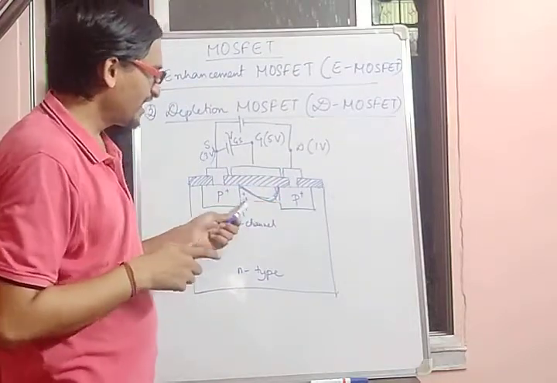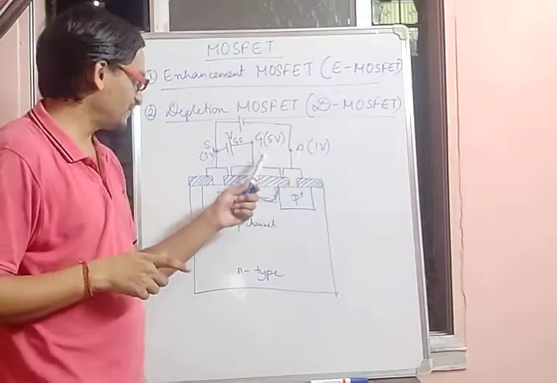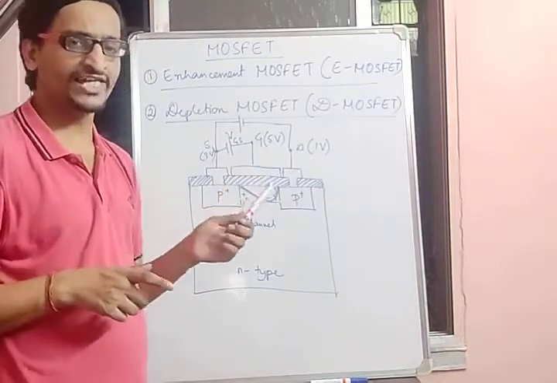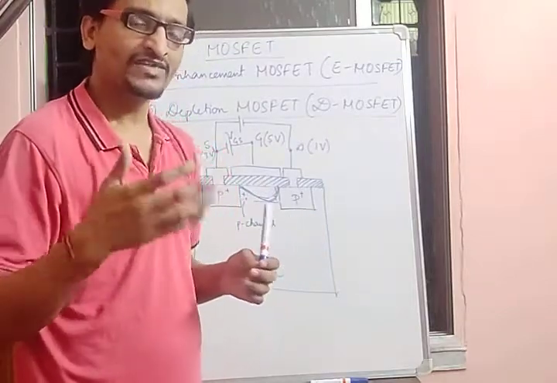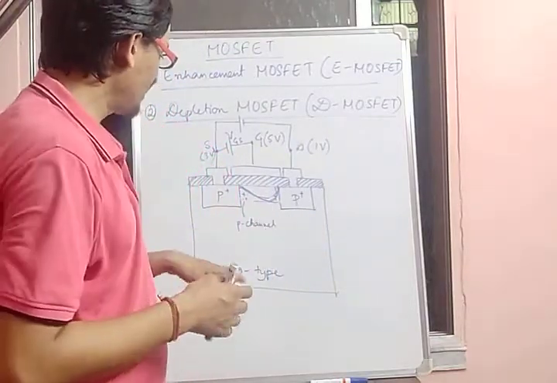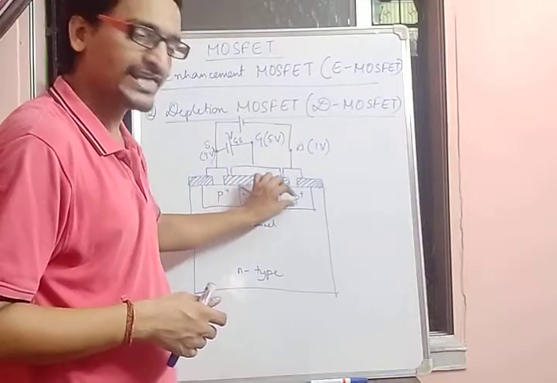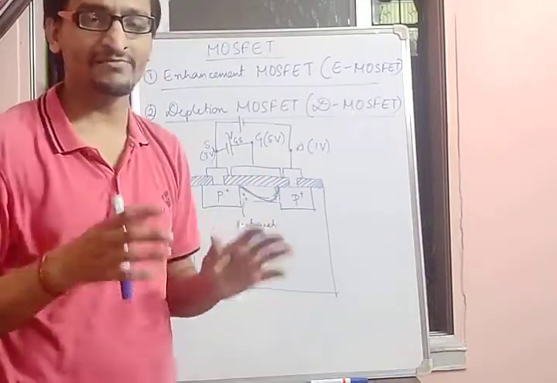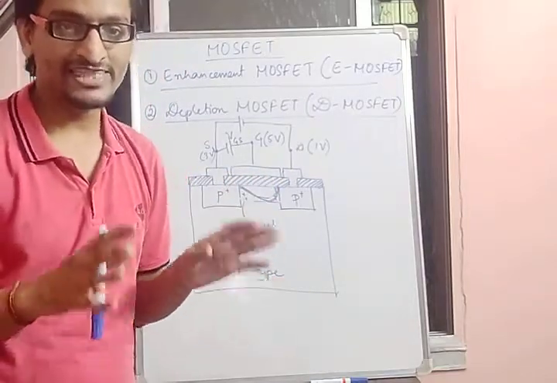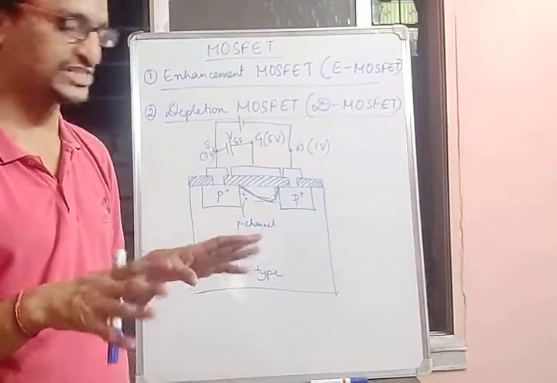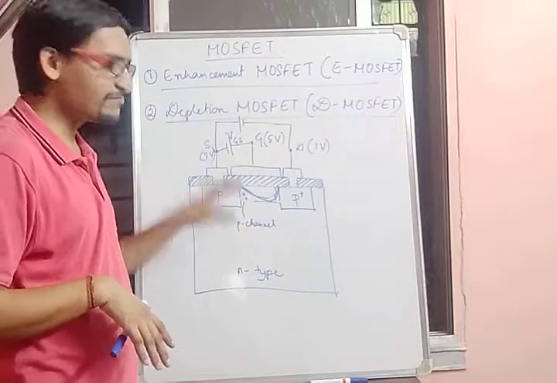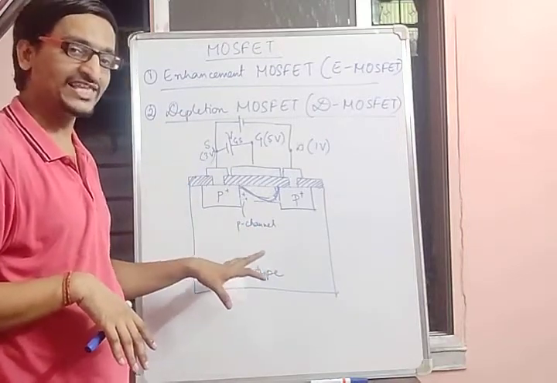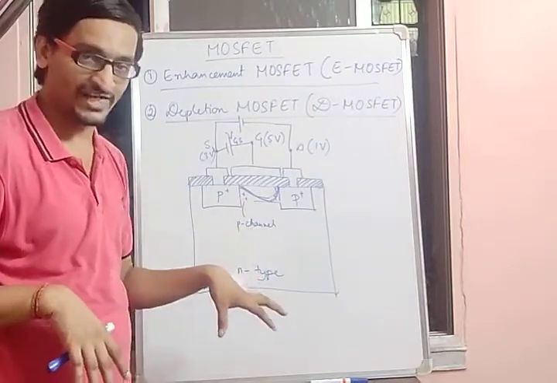At this point, even if we increase the drain to source voltage, what will happen? The current flowing from source to drain will remain more or less constant. That means the saturation point will be reached. Now the same MOSFET can be operated in the enhancement mode as well.